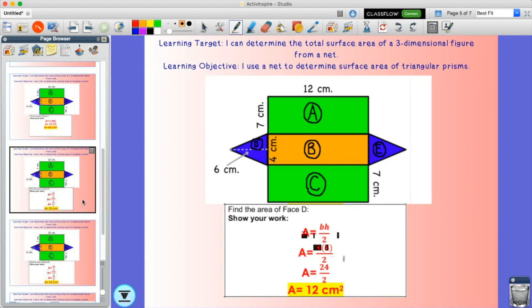Now let's move on to the triangles, which are face D and face E. We know that the formula for a triangle is different from the formula for a rectangle. So the formula for a triangle uses the base, which is 4, and the height, which is 6. We're going to substitute base times height and divide it by 2. So 4 times 6 and divide that by 2. 4 times 6 is 24. 24 divided by 2 is 12 centimeters squared.